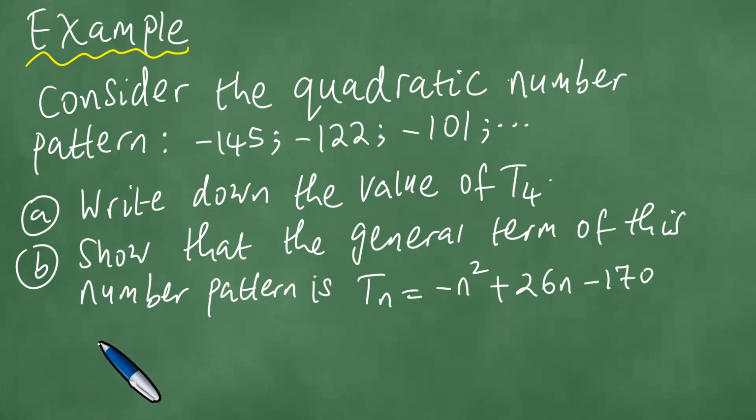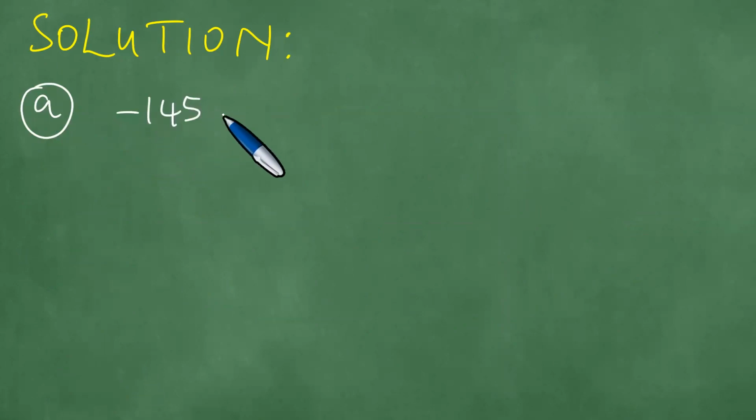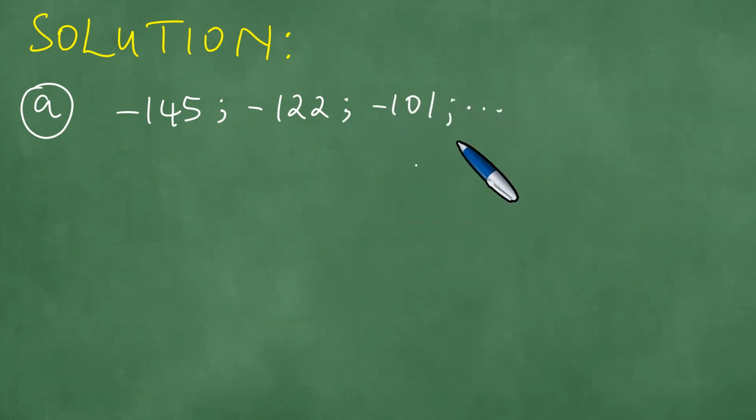Right, so we need to first take into account the terms that constitute this particular sequence, but also think about exactly what is happening in part A. So we have minus 145, minus 122, minus 101.